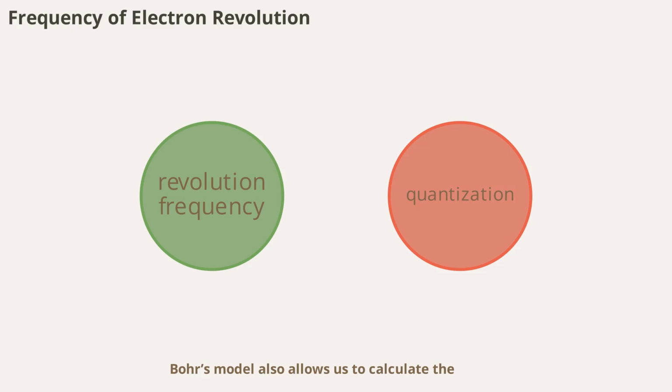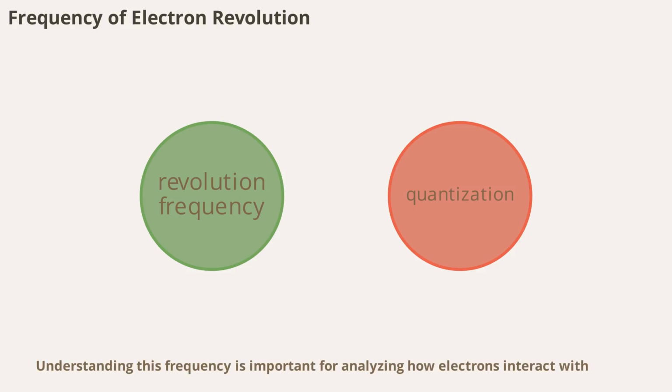Bohr's model also allows us to calculate the frequency with which an electron revolves around the nucleus. This frequency is related to the electron's velocity and the radius of its orbit. Understanding this frequency is important for analyzing how electrons interact with electromagnetic radiation and how they contribute to the atom's overall properties. The quantized nature of these frequencies is another key feature that distinguishes Bohr's model from classical physics.